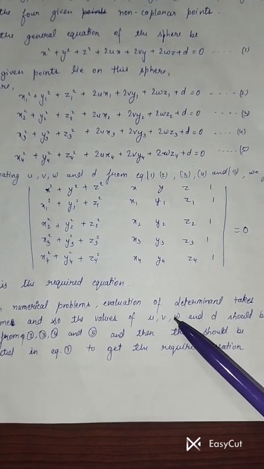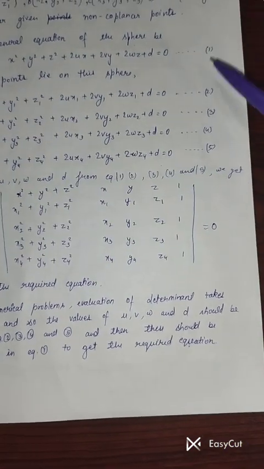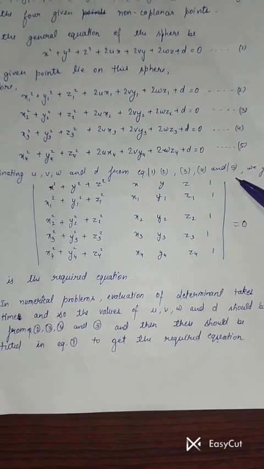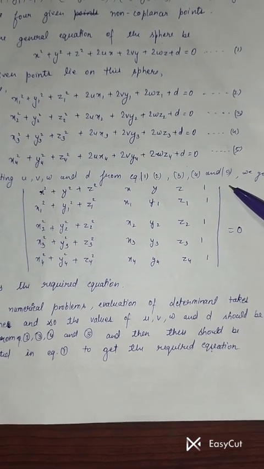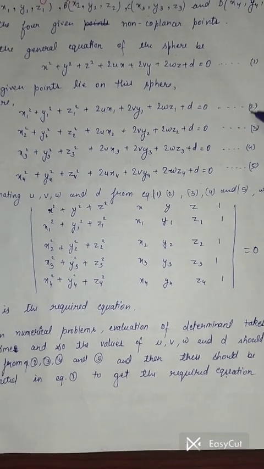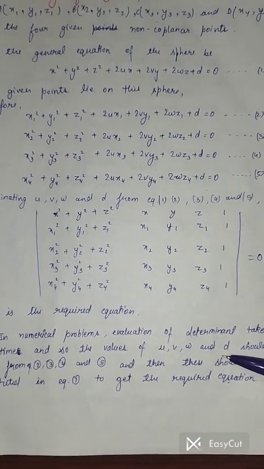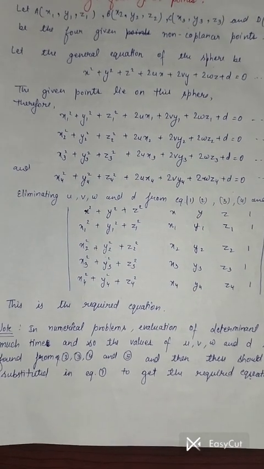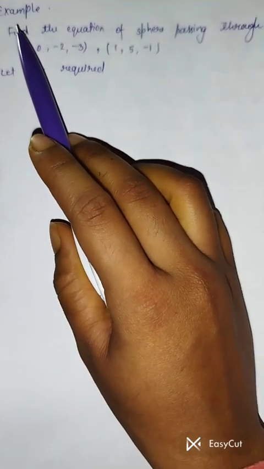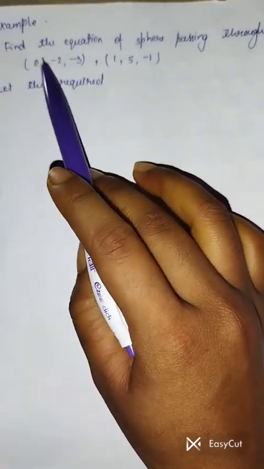We will find the values of u, v, w and d from the equations number 2, 3, 4 and 5, and then we will substitute the values of u, v, w and d in the equation number 1 to get our required equation for the sphere. We will make this concept more clear by solving an example. So here we have taken an example related to the above theory.